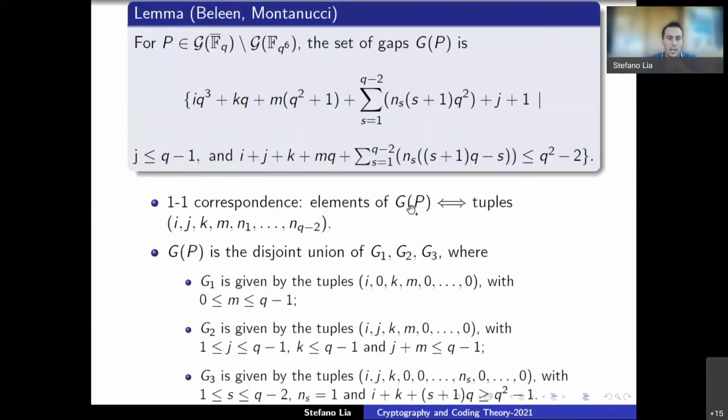So just to give a sketch of the proof. A key ingredient is this lemma from Beelen and Montanucci, which provides, as I said, a description of the gap set for the Weierstrass semigroup at these points. I'm not going into the details, but the point is that every time you have a gap, then you can write it down in this way with all these constraints. And if for a non-negative integer you cannot write it this way, then it cannot be a gap, and therefore it will be an element of your Weierstrass semigroup.